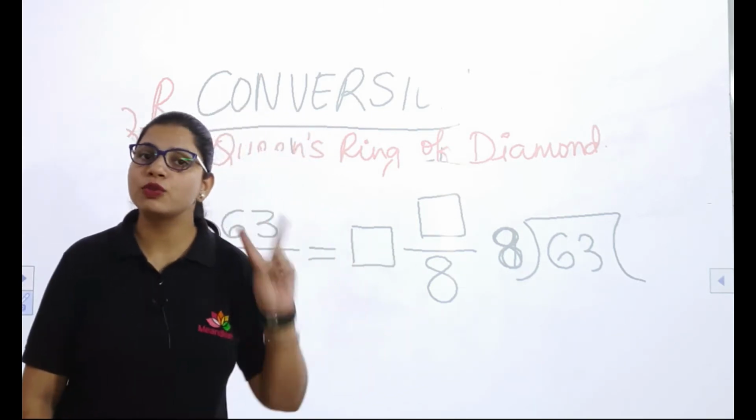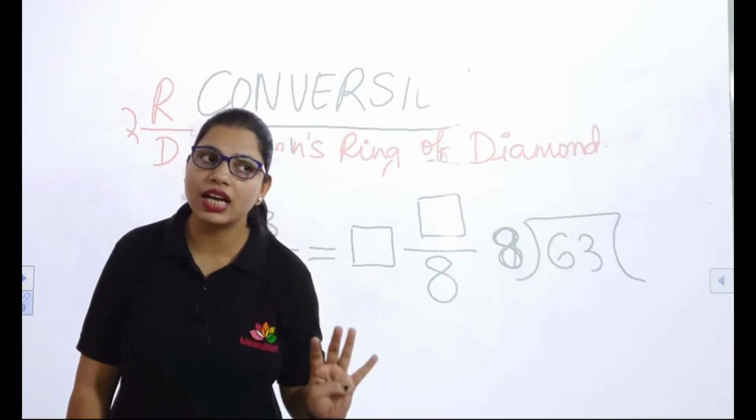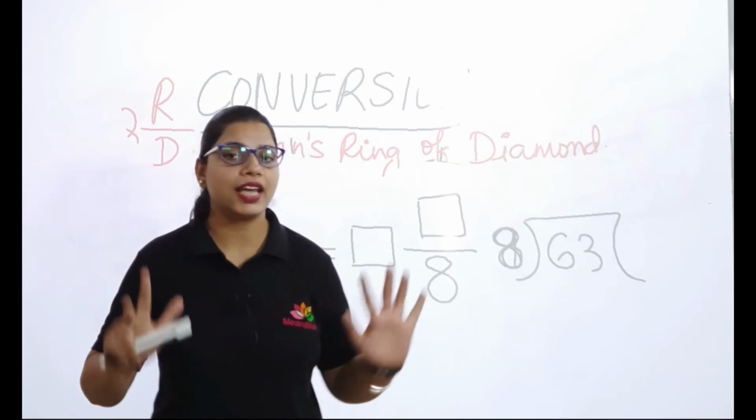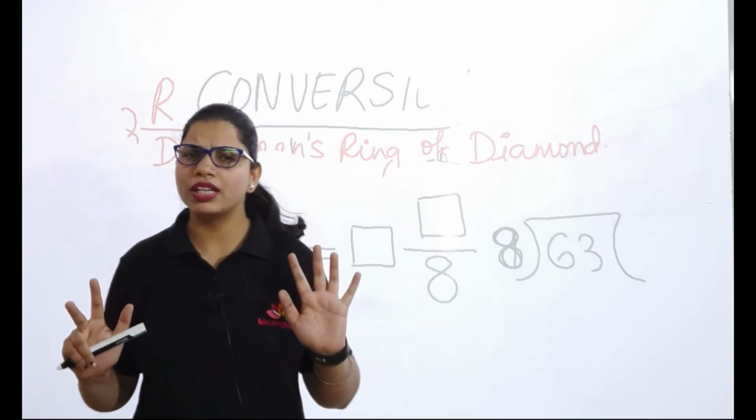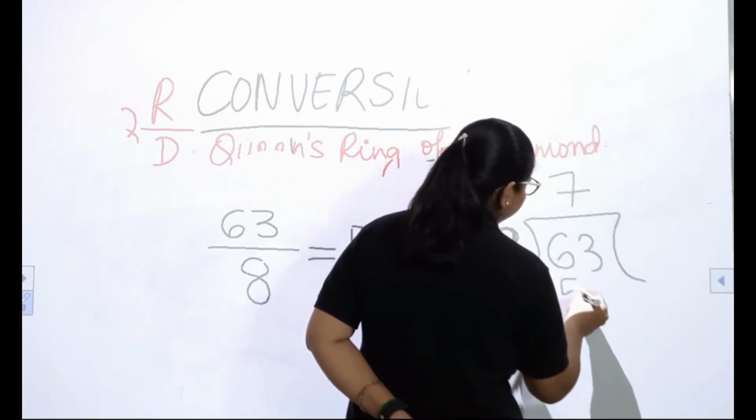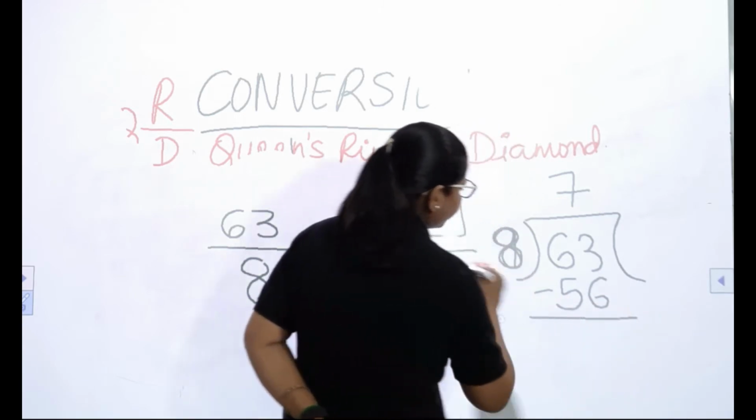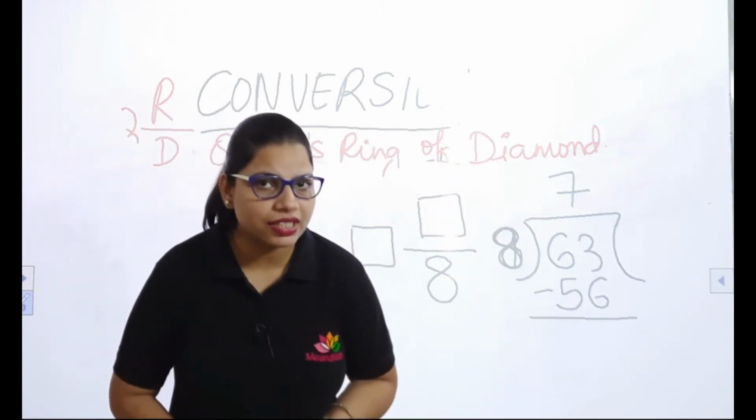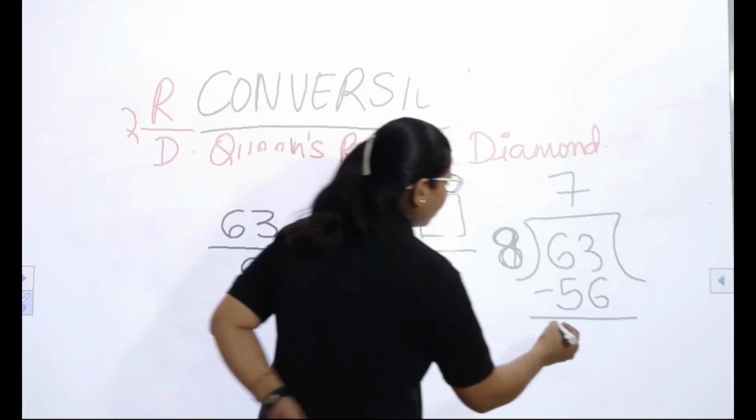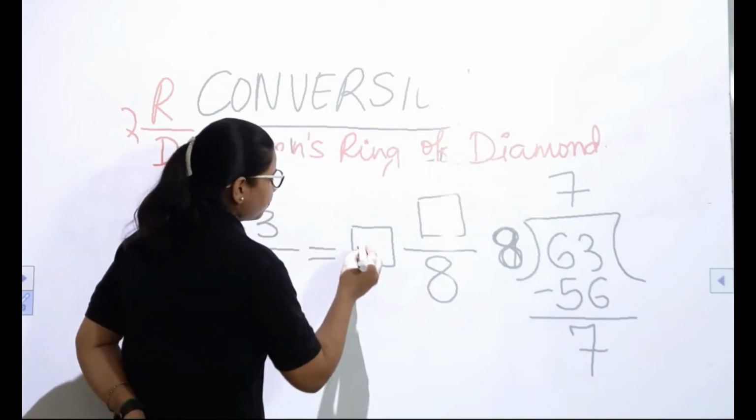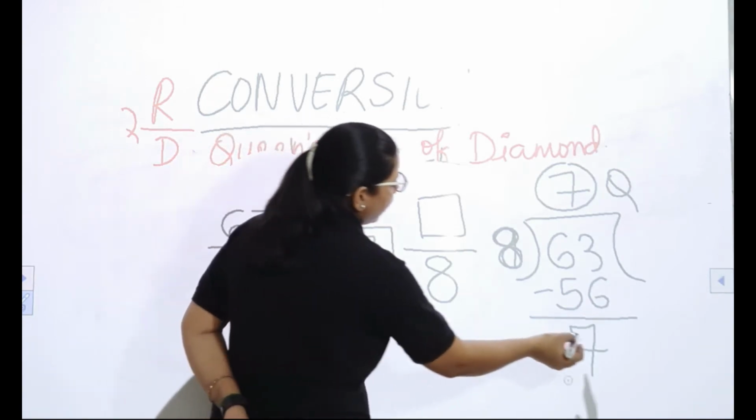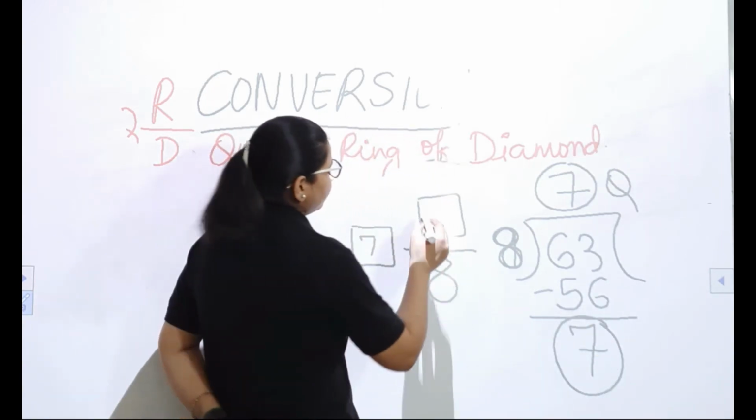8 ones are 8, 8 twos are 16, 8 threes are 24, 8 fours are 32, 8 fives are 40, 8 sixes are 48, 8 sevens are 56, 8 eights are 64. 64 is more, so come back, 8 sevens are 56. Now we have to subtract 56: 63 minus 56, 57, 58, 59, 60, 61, 62, 63, 7. Oh, queen and ring both are the same. So this is our queen. The value is 7 and the remainder is also 7.